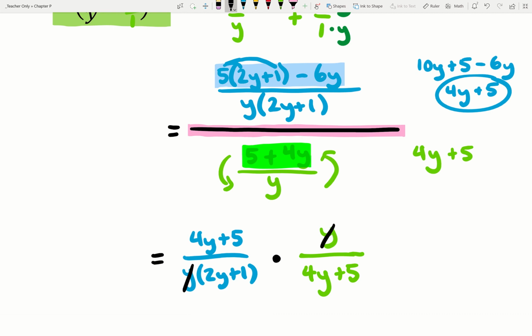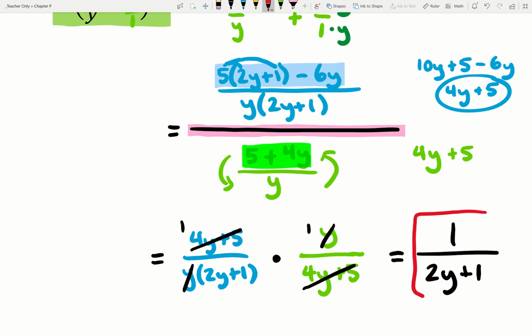Specifically, I've got some factors of y that will cancel for me, and you also have a binomial factor that will cancel in the top and the bottom. And so after everything cancels in the numerator, what's left over is just a bunch of factors of 1. And so here I'm going to go ahead and write my final answer as just simply 1 on top, and then on bottom I've got 2y plus 1. And that represents your simplified form of this complex fraction here in this example, okay?